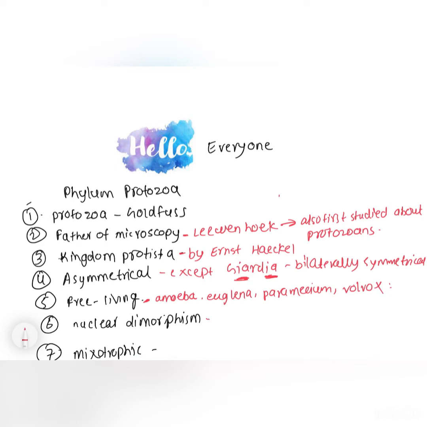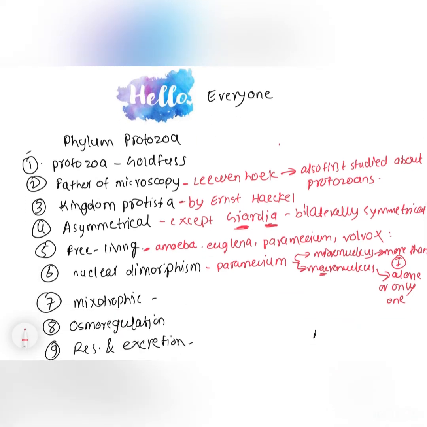And nuclear dimorphism. Among the protozoans, nuclear dimorphism is exhibited by paramecium. It is an example. So there are two types of nucleus: micronucleus, another is macronucleus. So micronucleus can be more than one, but macronucleus is always alone or only one. There can be only one macronucleus in a protozoan, but micronucleus can be more than one.